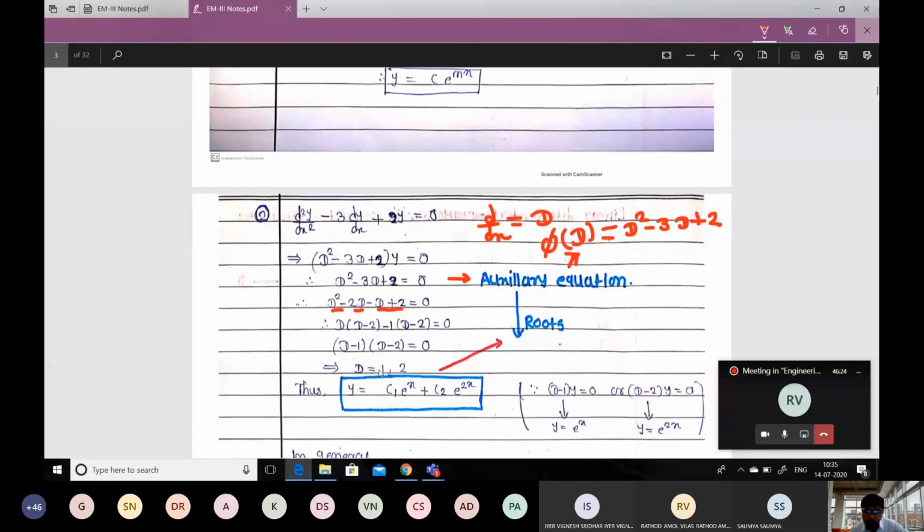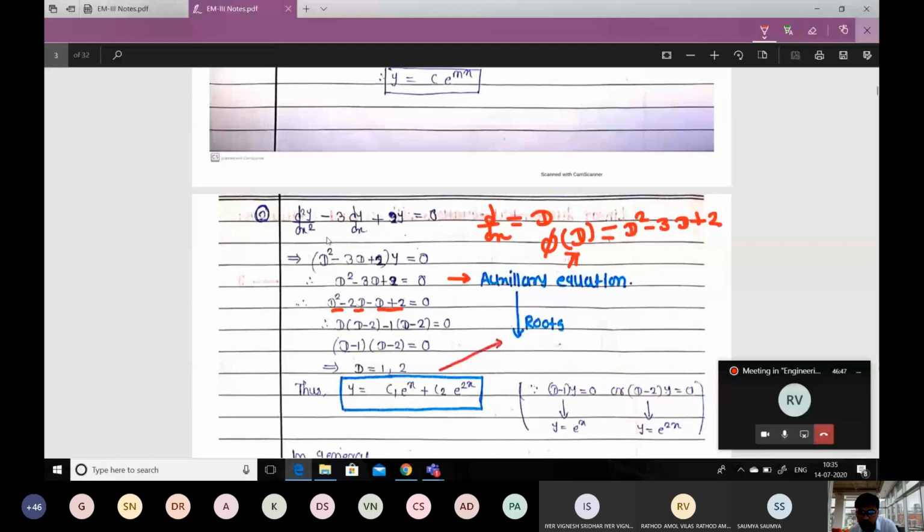Now how to write the solution? Corresponding to root d equal to 1, we write the solution as c1 e to the power 1 times x, and corresponding to the second root we write c2 e to the power 2 times x. Their addition together represents the solution of this given homogeneous differential equation. Now how can we directly write this c1 e to the power x, c2 e to the power 2x?